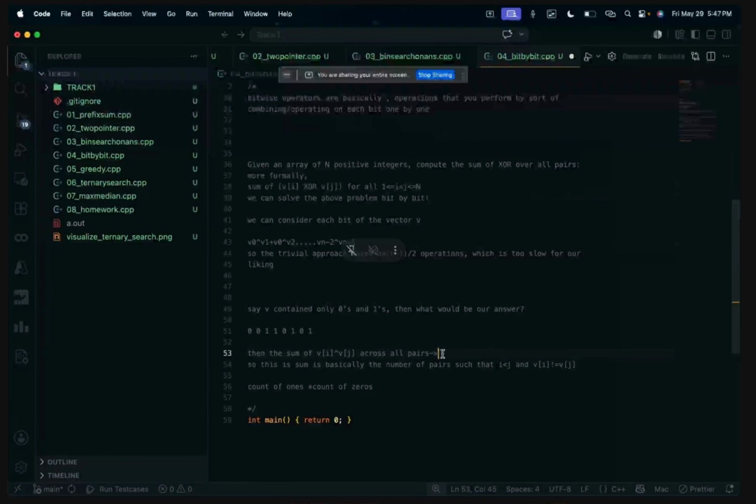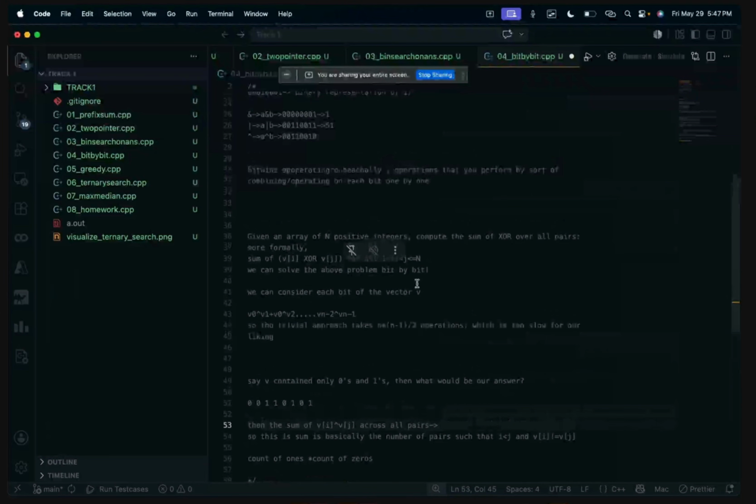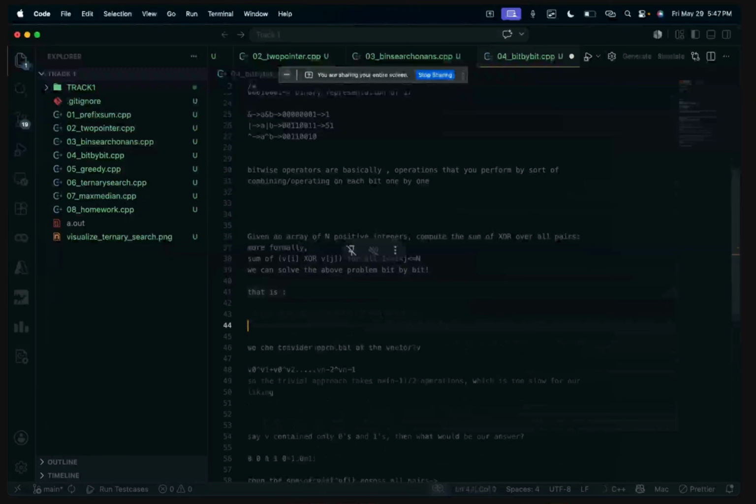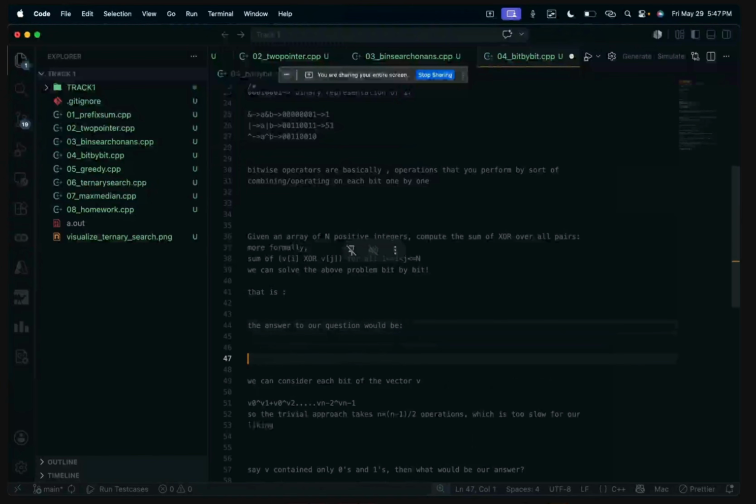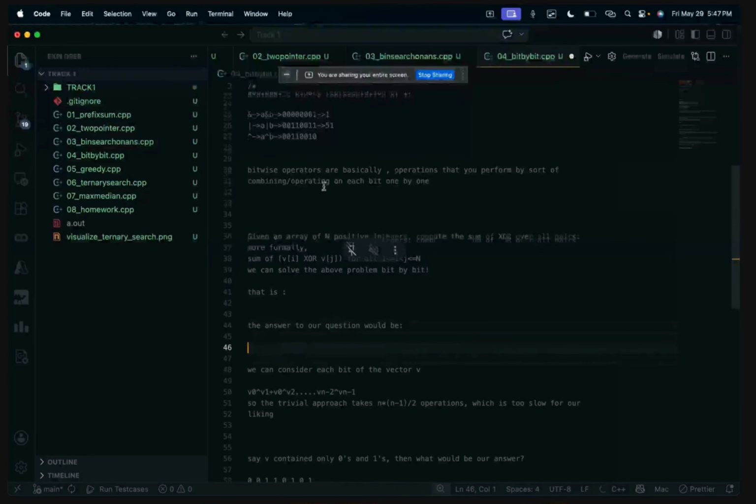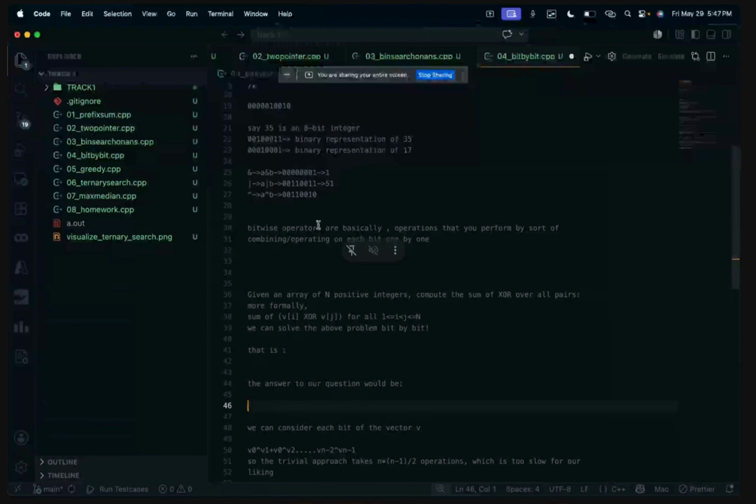So where was I? Yeah, we can solve the above problem bit by bit. That is, the answer to our question would be a summation. The contribution of the rightmost bit in our answer would be 2 power 0 into the answer of the rightmost bit. The contribution of the next one would be 2 power 1 into the answer of, say, the second rightmost bit, and so on.